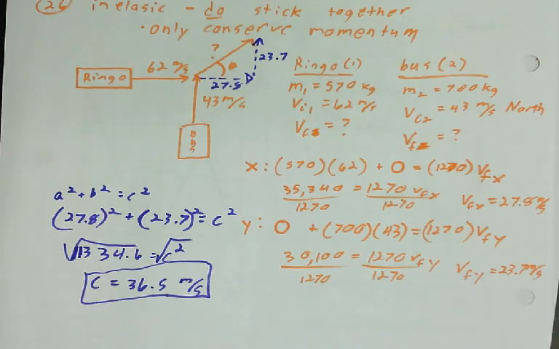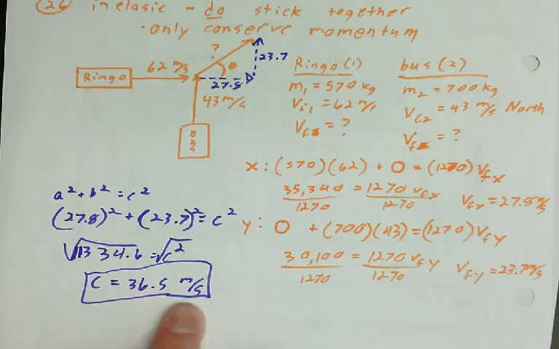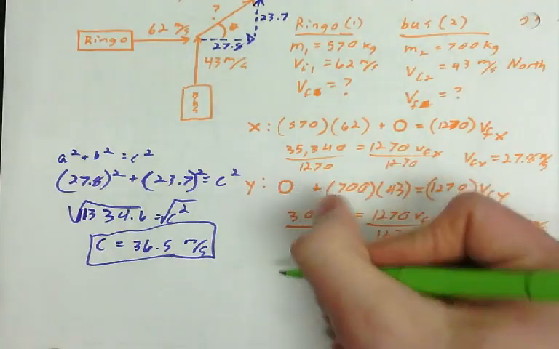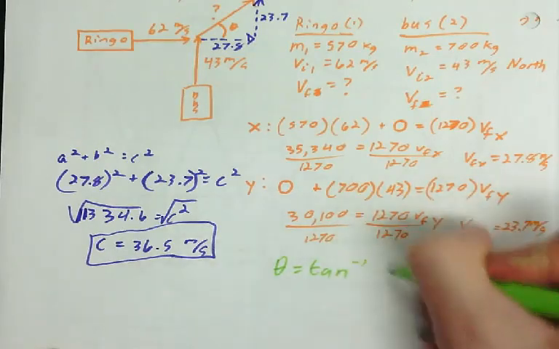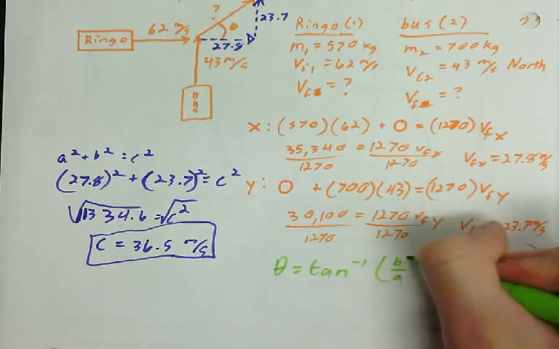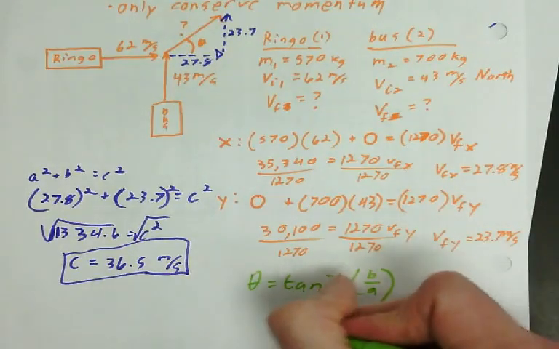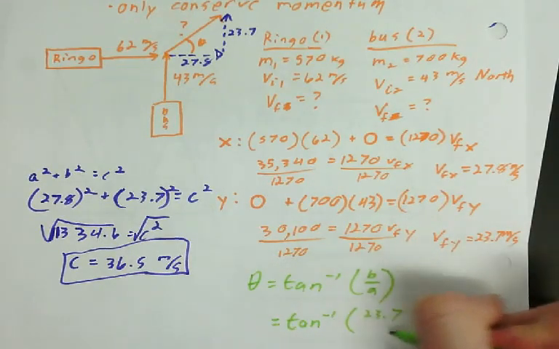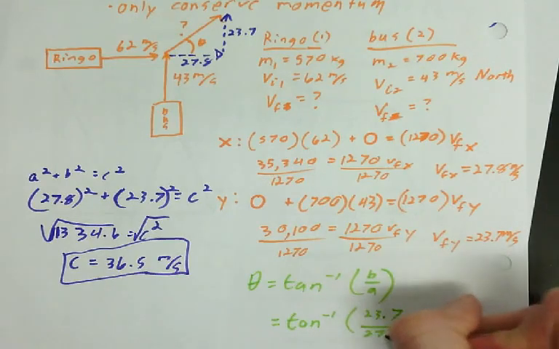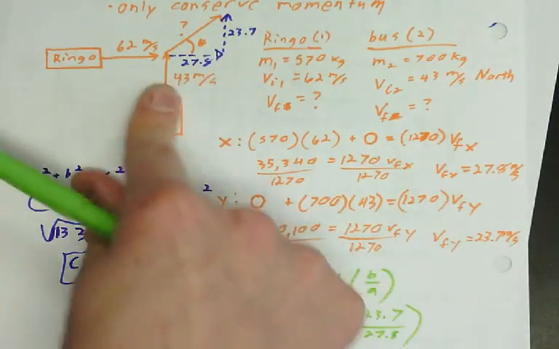All right. Last thing we need to do is find the angle. Where's the final velocity? Right here, 36.5. Okay. Final velocity, and now we need the angle. Here's the angle equation: theta equals tan negative 1 of b over a, the values of the vector. So 23.7. What's B? B is vertical, A is horizontal.